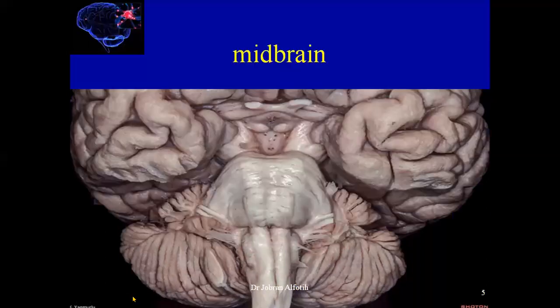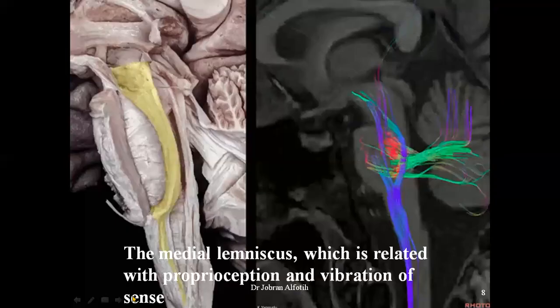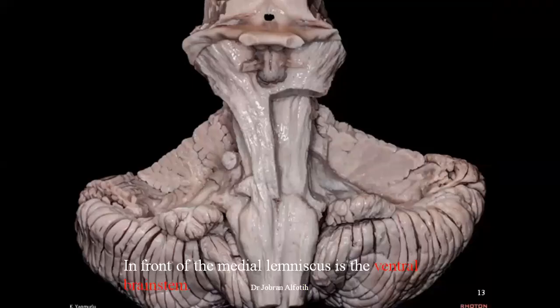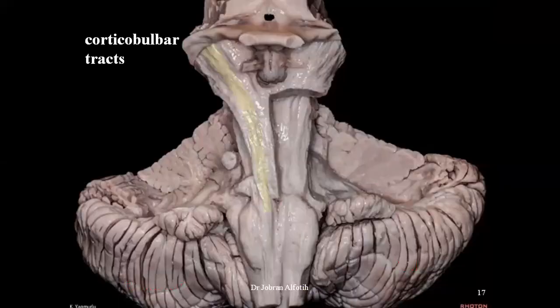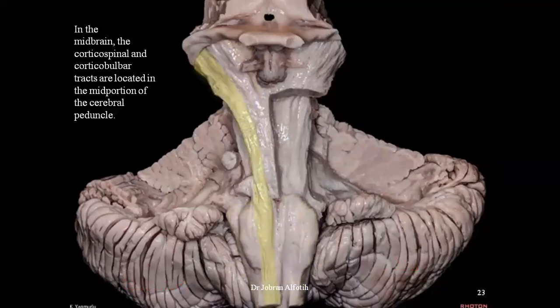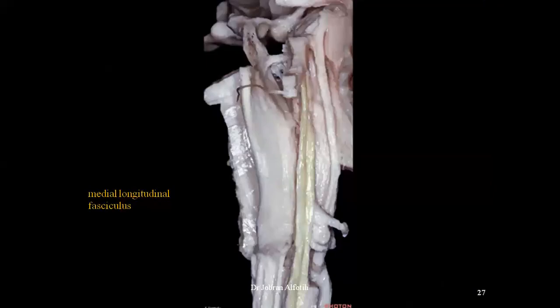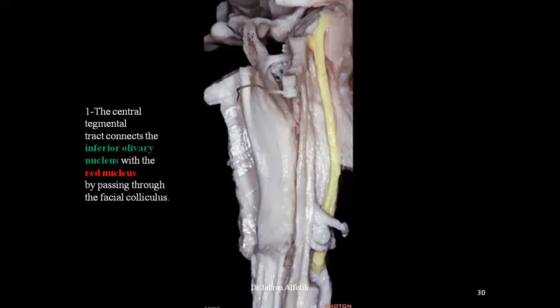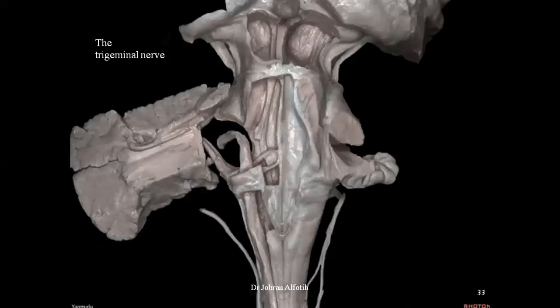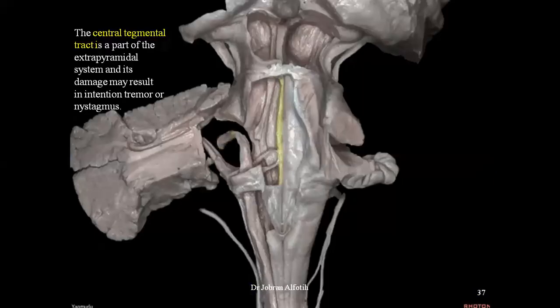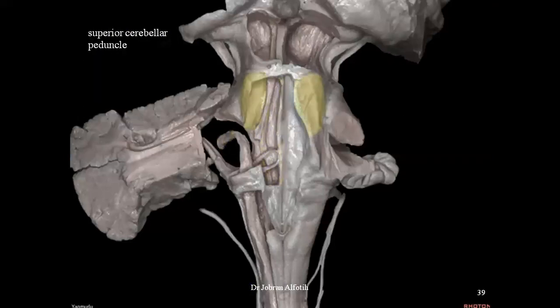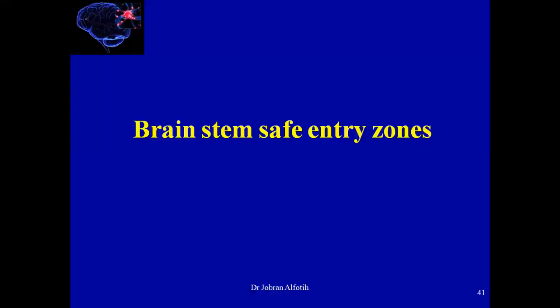We have talked before about the anatomy of the brainstem and the most important fibrous tracts in the brainstem. After that, we moved to another section, the safe entry zones of the brainstem. We talked firstly about the midbrain, and there are four safe zones in the midbrain.